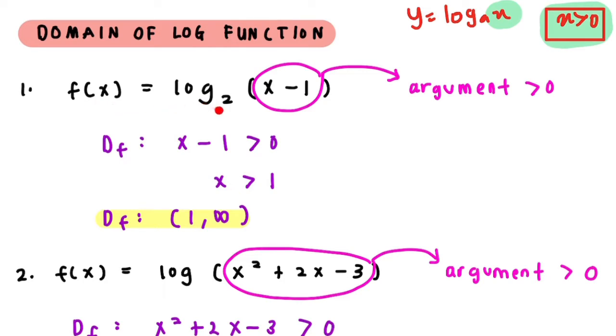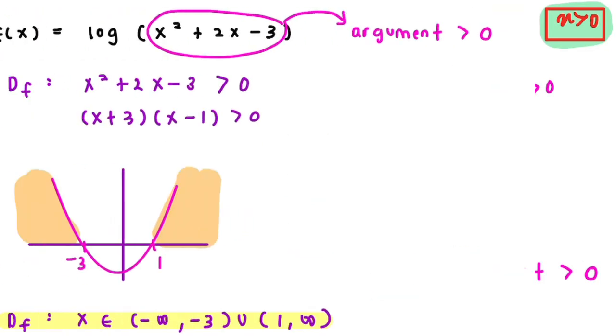f(x) is equal to log base 2 of (x minus 1). So in order to find the domain, the argument here, x minus 1, it must be more than 0. So since this is a linear inequality, you just move 1 to the other side. Therefore, our answer, the domain for f, is 1 until infinity. Let's see the second one.